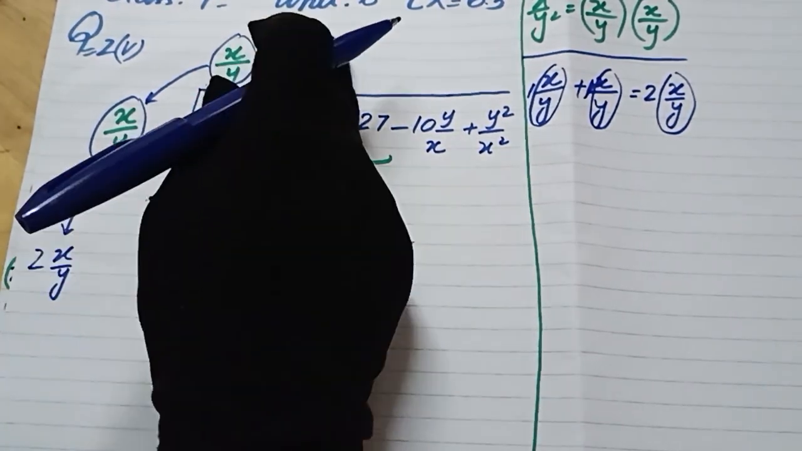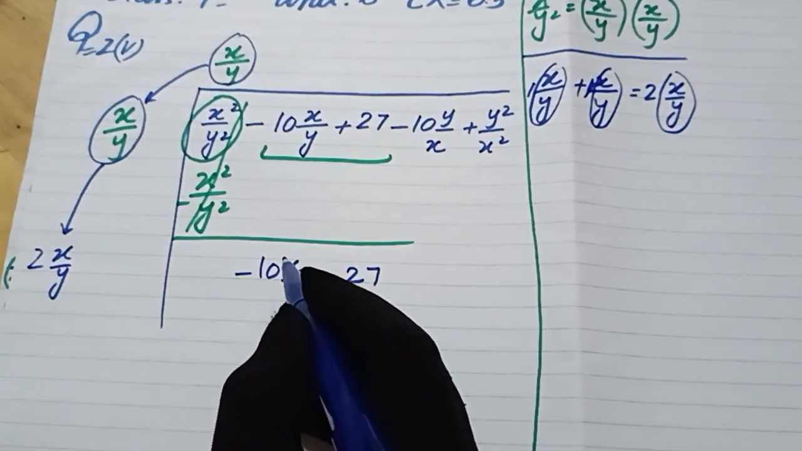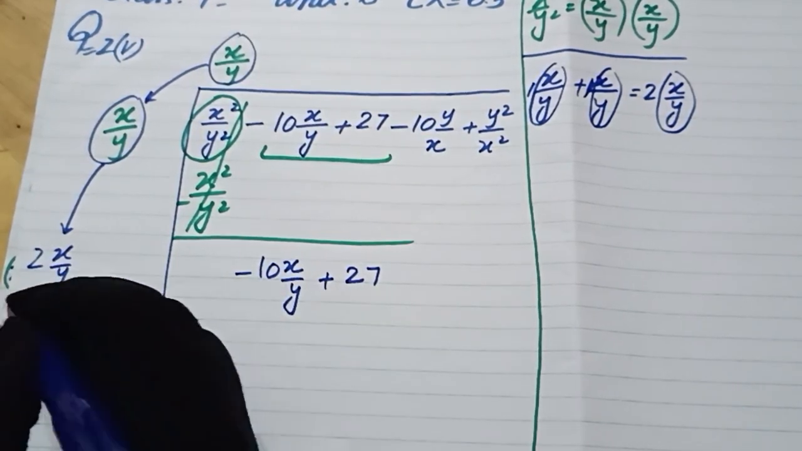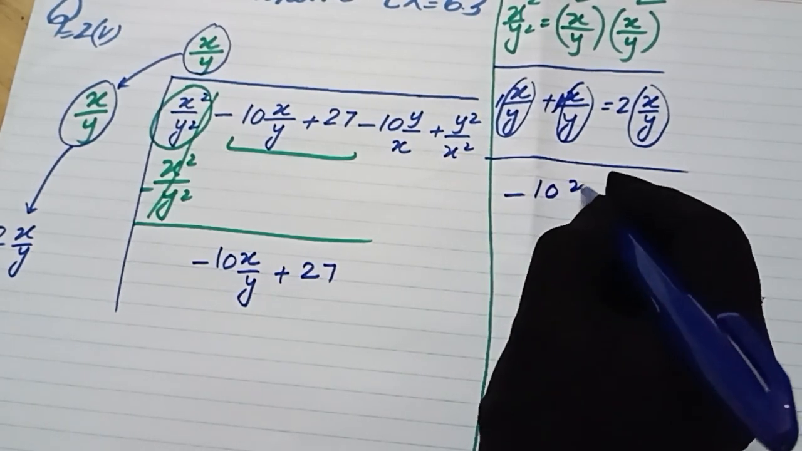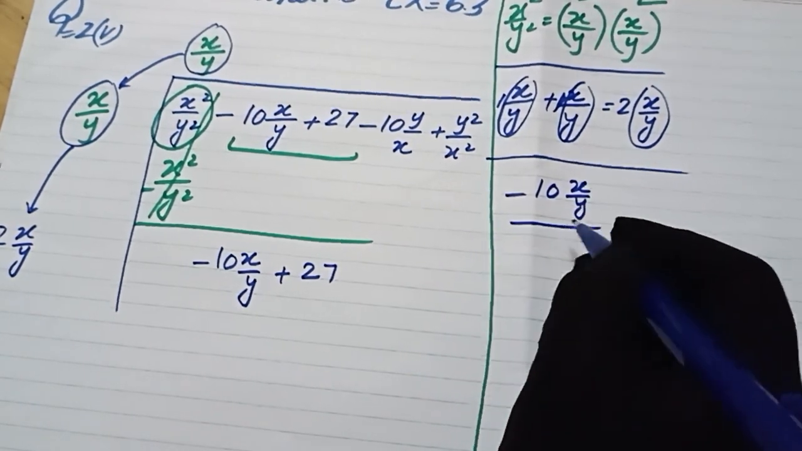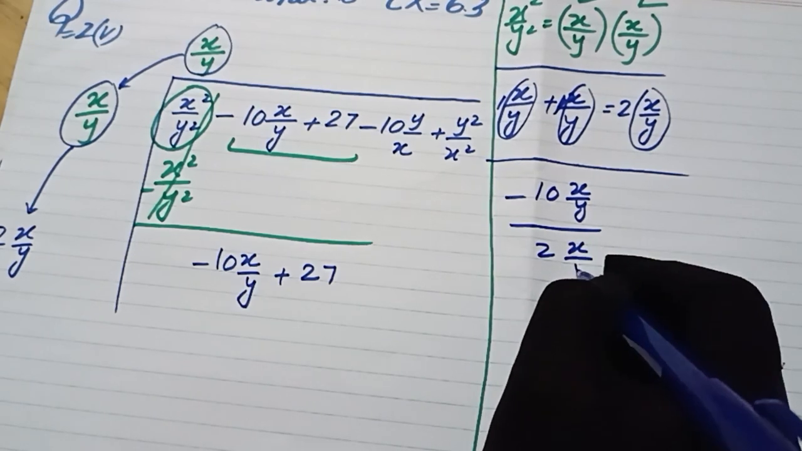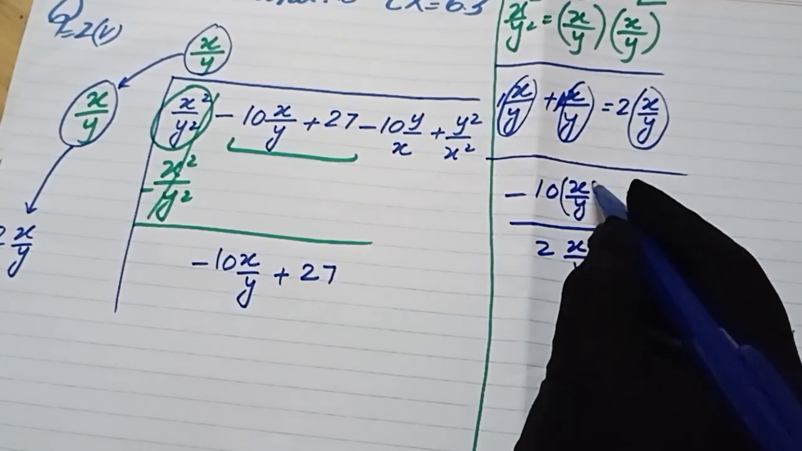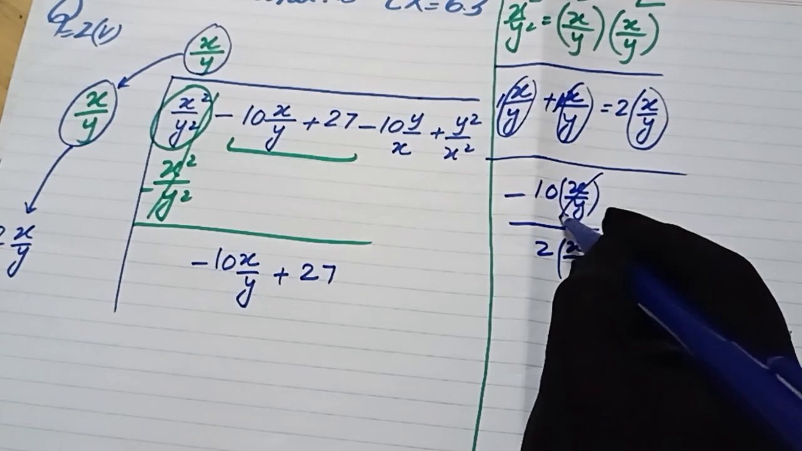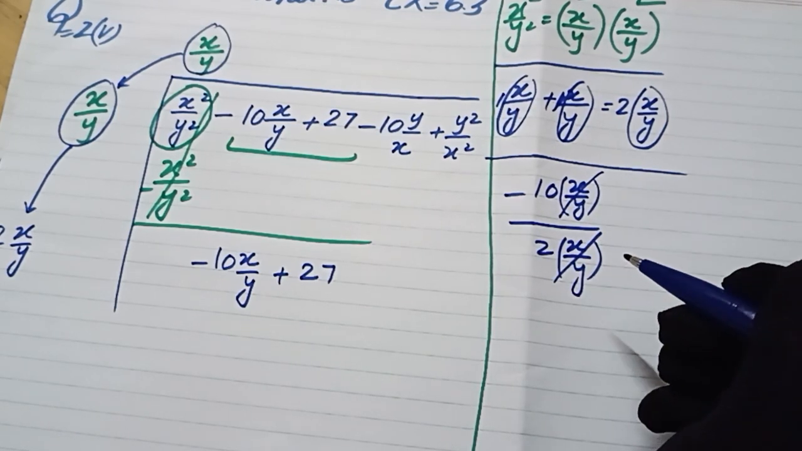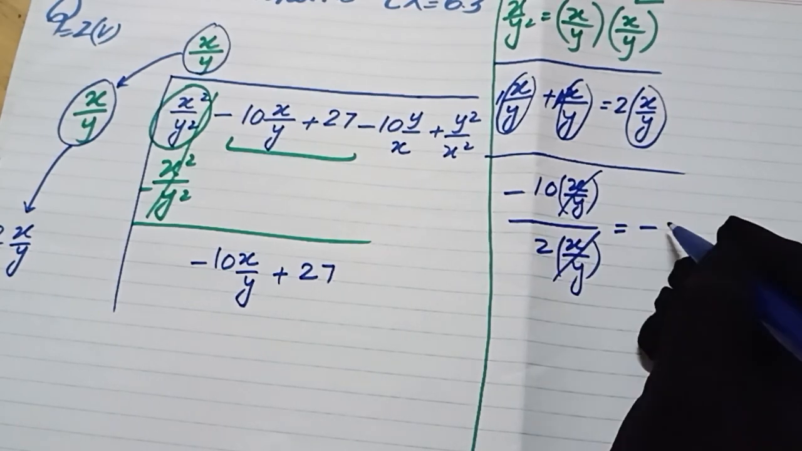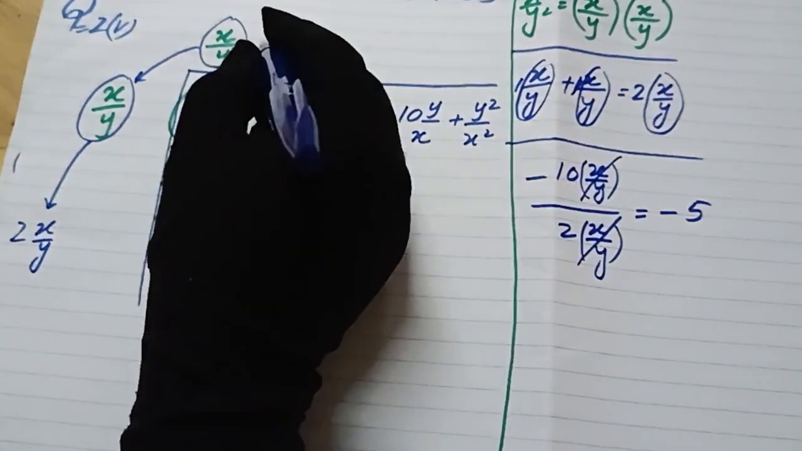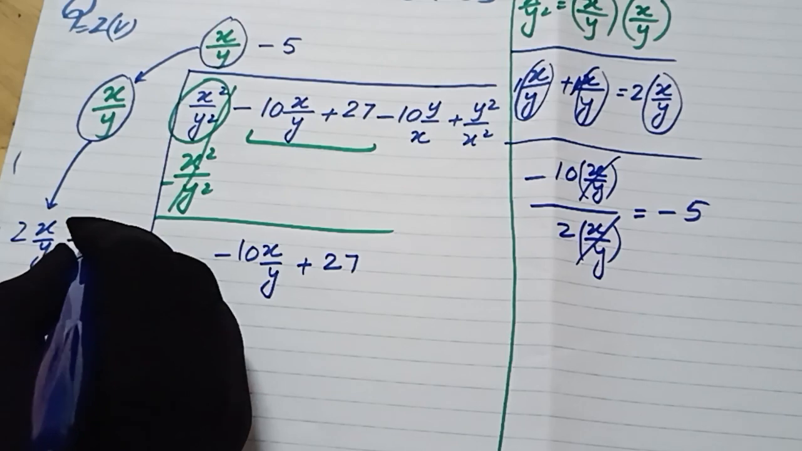To obtain the second term for the divisor and quotient, we divide the first term by the first term. So divide minus 10 x over y by 2 x over y. The complete expression x over y cancels, and minus 10 divided by 2 is minus 5. So this minus 5 we write in the quotient and in the divisor.